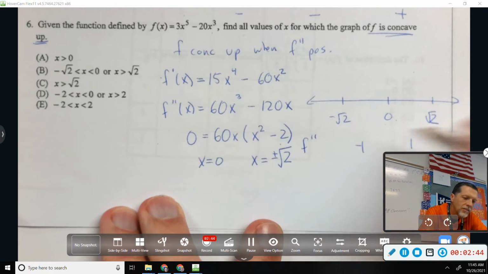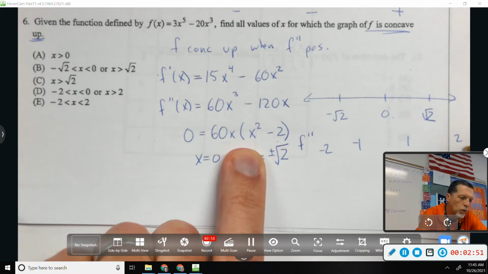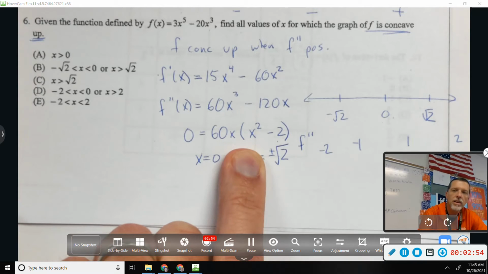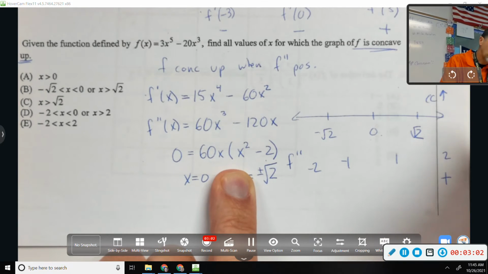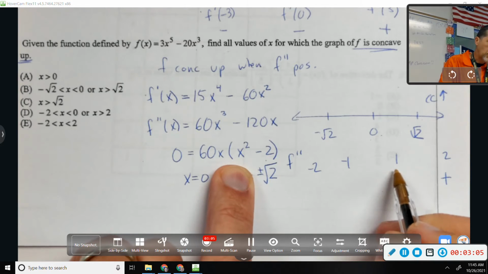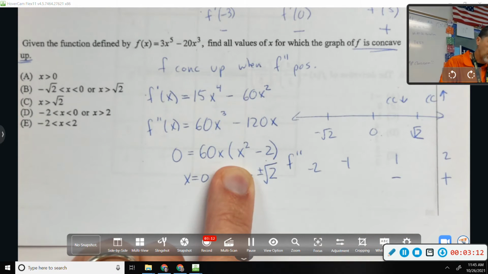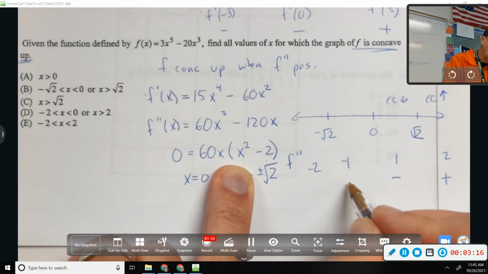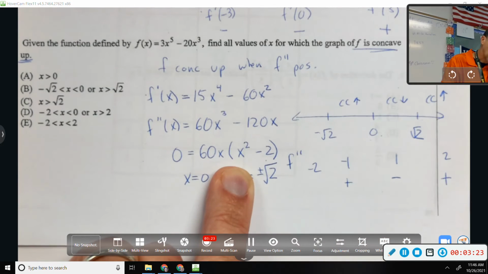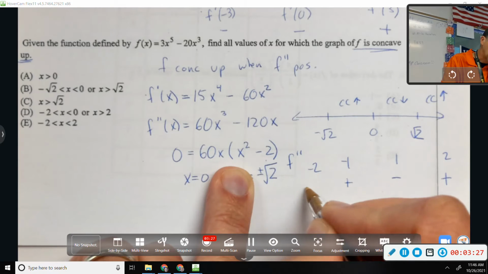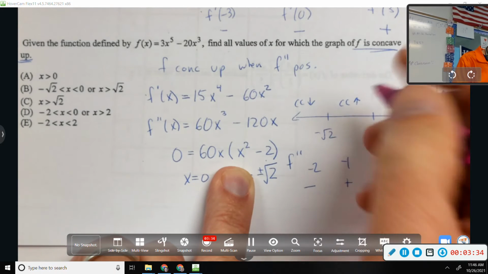Let's see. 1, negative 1, 2, negative 2. If I plug in 2, everything's going to be positive. Trying to figure out how to make this the easiest. So that'd be concave up. If I plug in 1, that would be positive times negative, so that would be concave down. If I plug in negative 1, I get negative times negative. That's concave up. Plug in negative 2, I'm going to end up with negative, concave down.